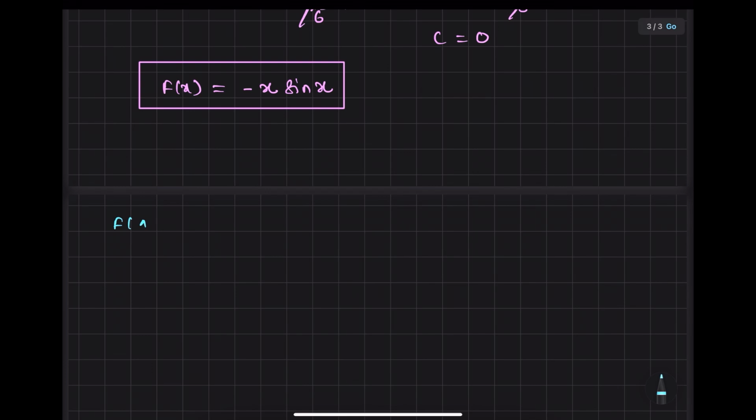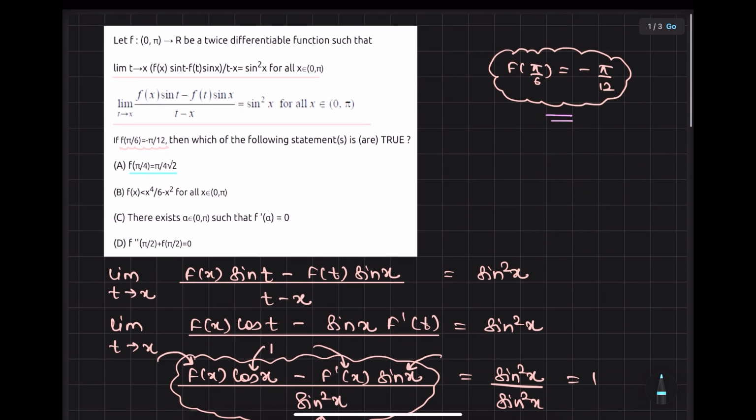f of pi by 4. So in place of x, we'll be writing pi by 4. So minus of pi by 4, and then sin pi by 4 will become 1 by root 2. So it will become minus of pi by 4 root 2. But it is given as plus of pi by 4 root 2. But this is wrong now. We want minus, not plus. So this is wrong. Option A is done.